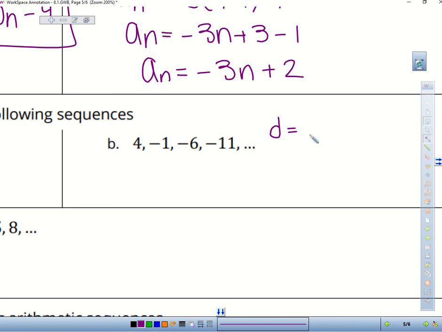Alright. So what is the common difference in this one here? Good. And what is the 1st term? 4. Good. So we don't really need to know the 1st term for recursive, I forgot, but a sub n is equal to a sub n minus 1 minus 5. So we have enough information to write the explicit rule for both of these. We're just practicing writing the recursive.